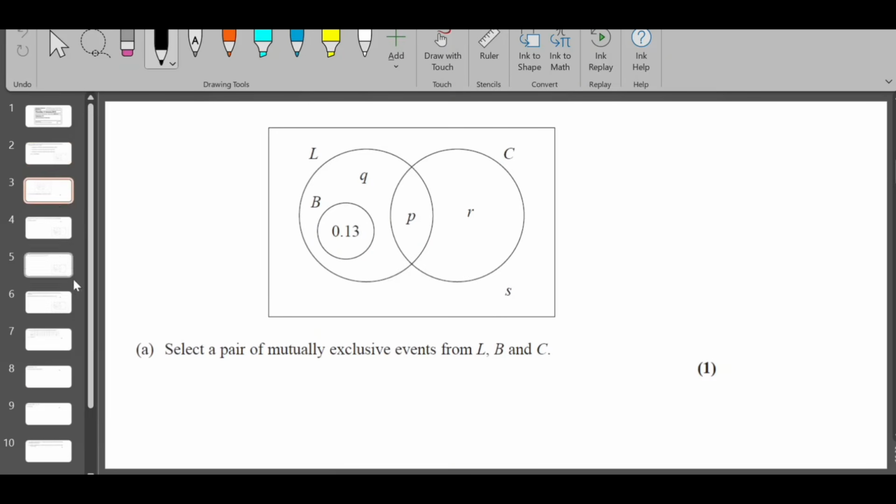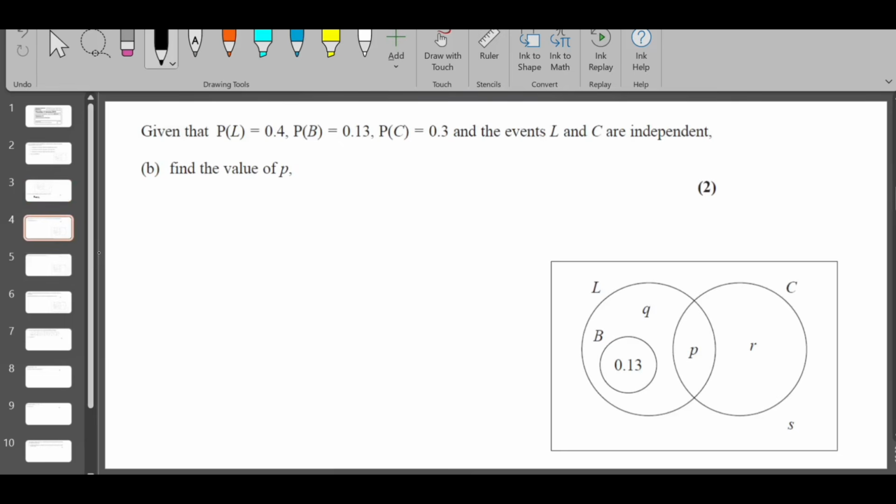Question A, I put the diagram here again. Select a pair of mutually exclusive events. You have to look for two circles without intersection. So B and C has no intersection, so you can just simply write B and C. Just one more question.